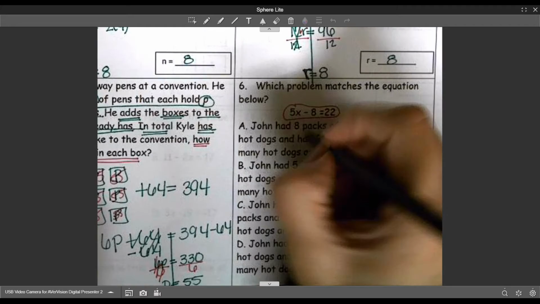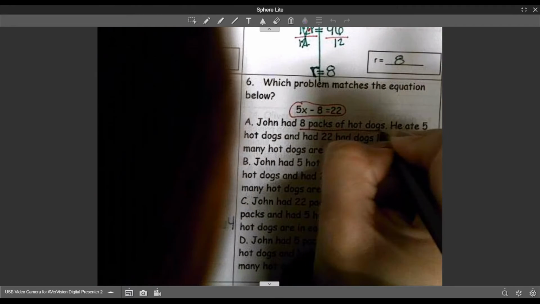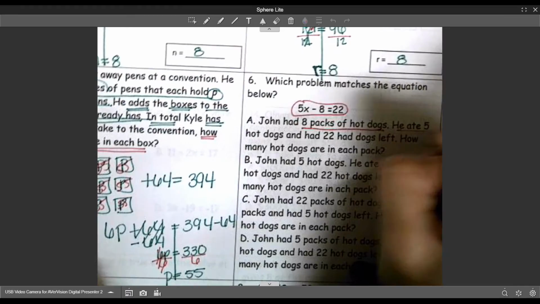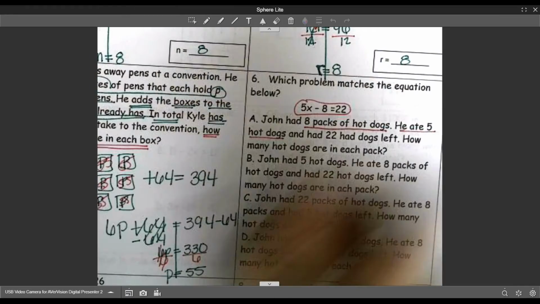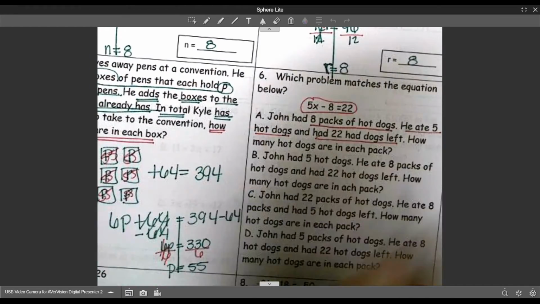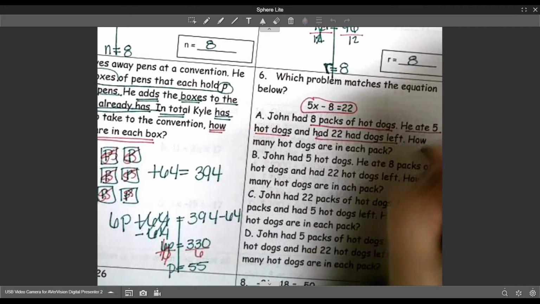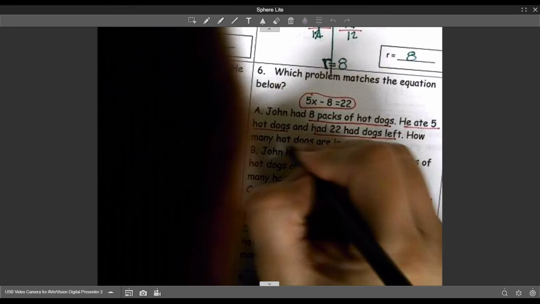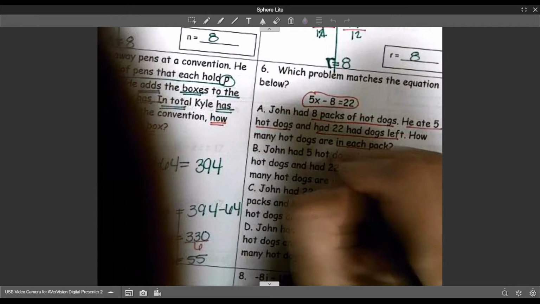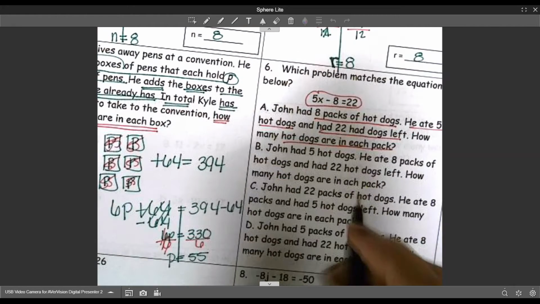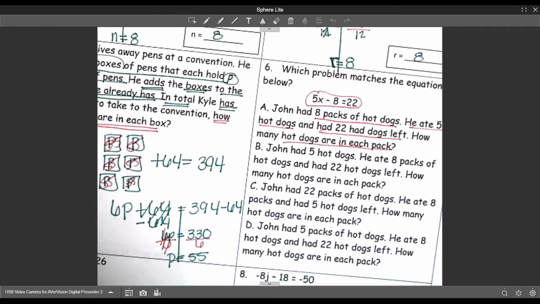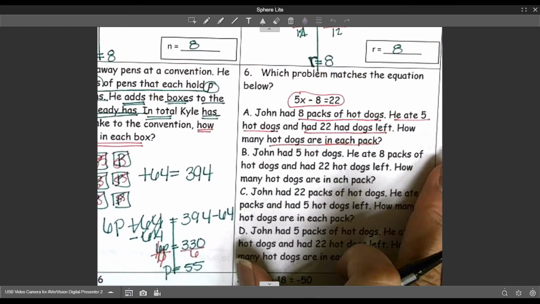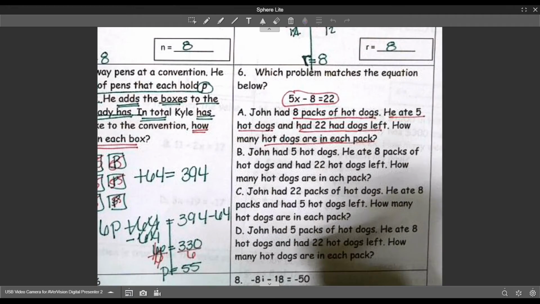Letter A. John has 8 packs of hot dogs. He ate 5 hot dogs and had 22 hot dogs left. How many hot dogs are in each pack? I want to know how many hot dogs are in each pack. Would letter A match? Yes or no?